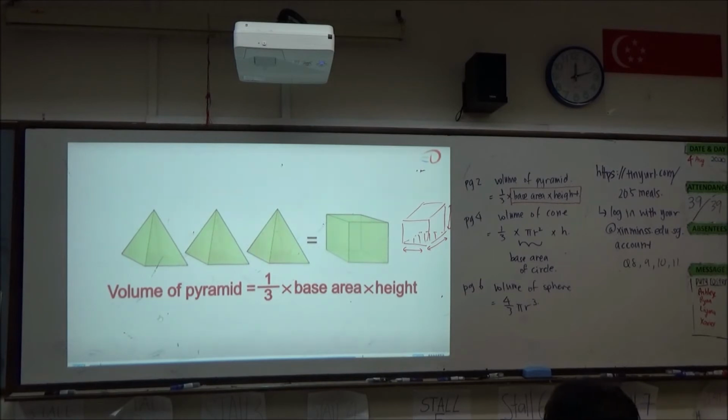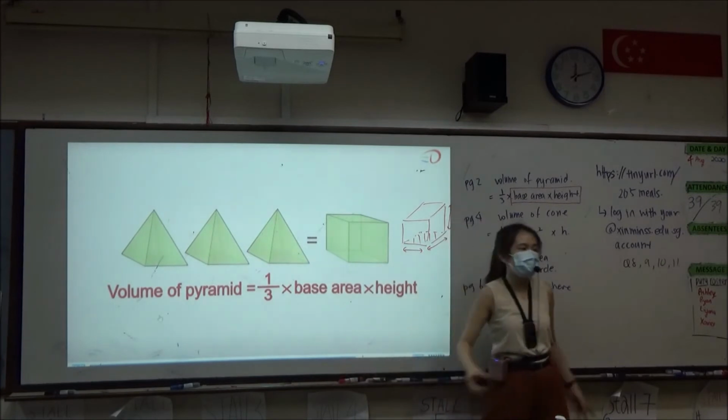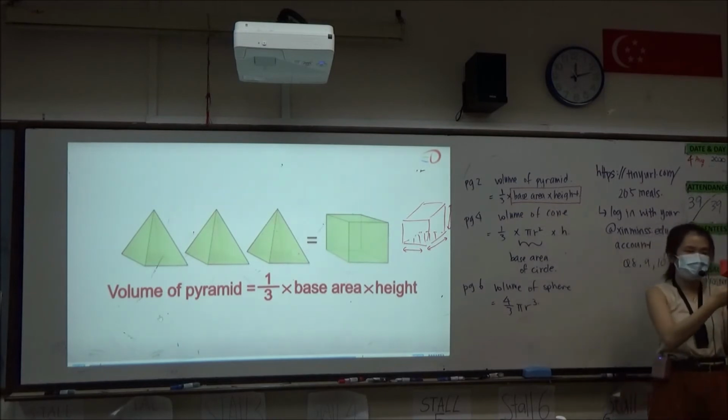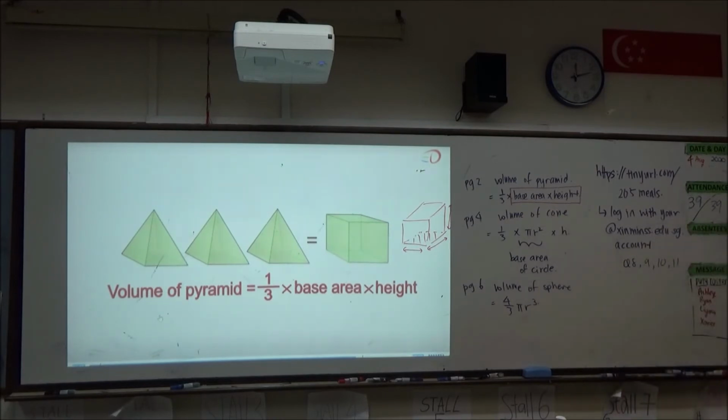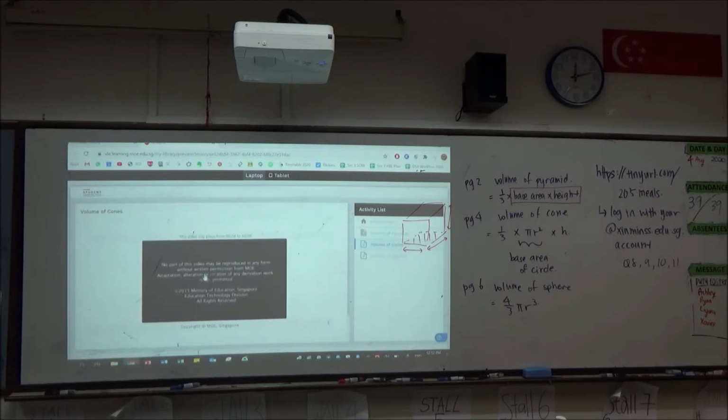It doesn't matter if the base part of my pyramid is not a square, even if it is a rectangle, or in this case, a triangle, let me put this back. Even if it's a triangle, it will still be 1/3 times the base area, the bottom area, and the height. So that is the reason for pyramids. Now let's take a look at cones. Volume of a cone.